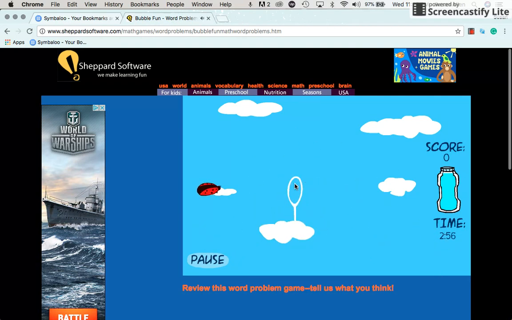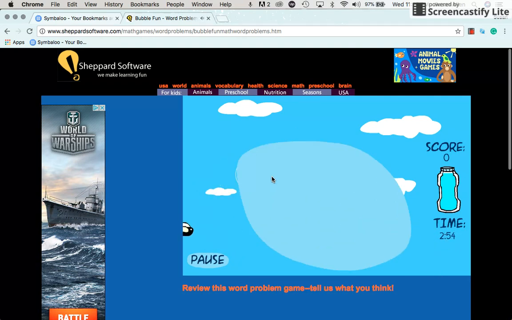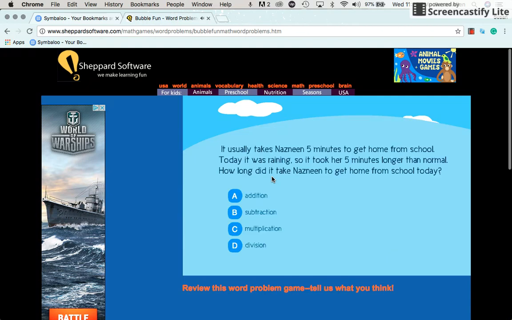Level 1. So all you do is click on and try to capture the bugs, and each problem gets harder and harder. You have to catch more in order for a word problem to pop up. So if I was to use this with my students in the classroom, I would, of course, demonstrate how to play it with my students just so they understand how to play. Make sure that they already know the key words for addition, subtraction, multiplication, and division.